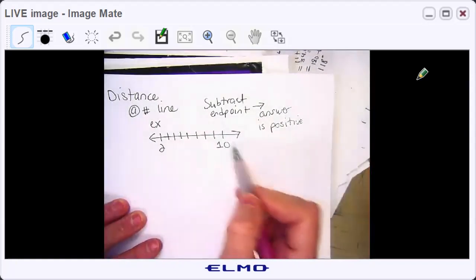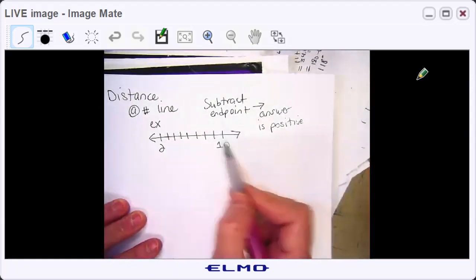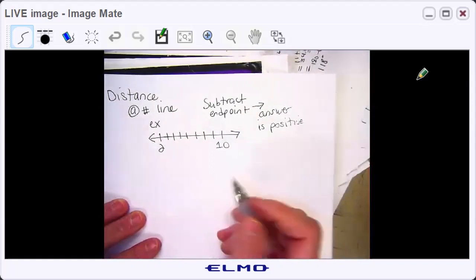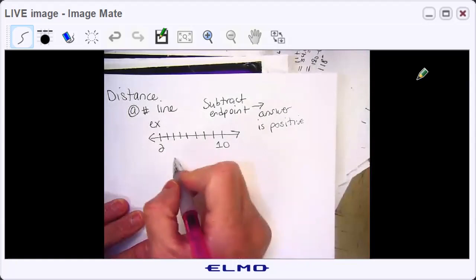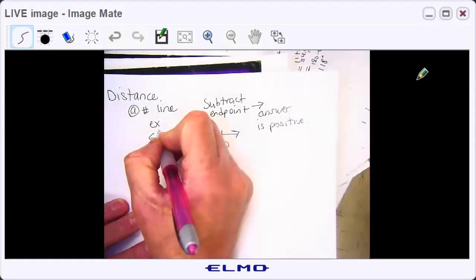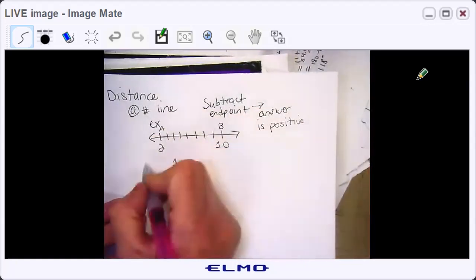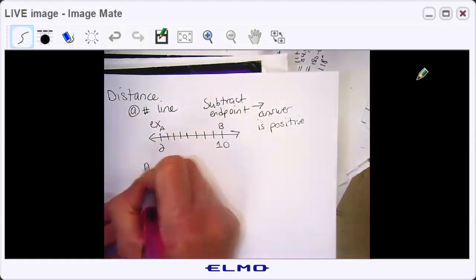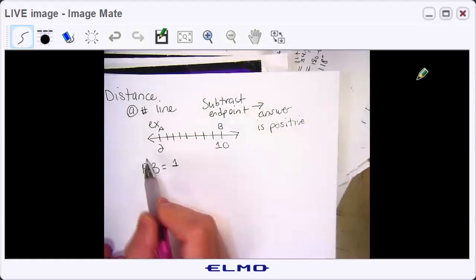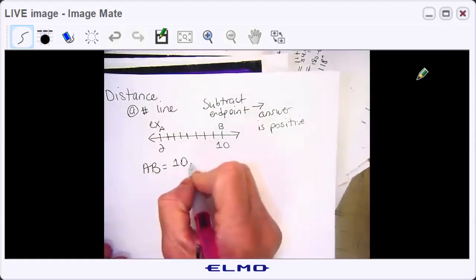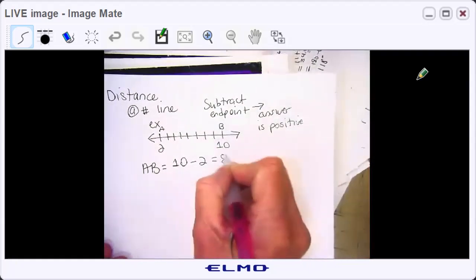And if you'll always come over to the larger number first when you subtract, you won't have any negative answers anyway. So it would be 10, if we call this point A and point B. We want the distance of AB, and that's what that looks like. It's AB without any line over it. So we need to do 10 minus 2, which is 8.